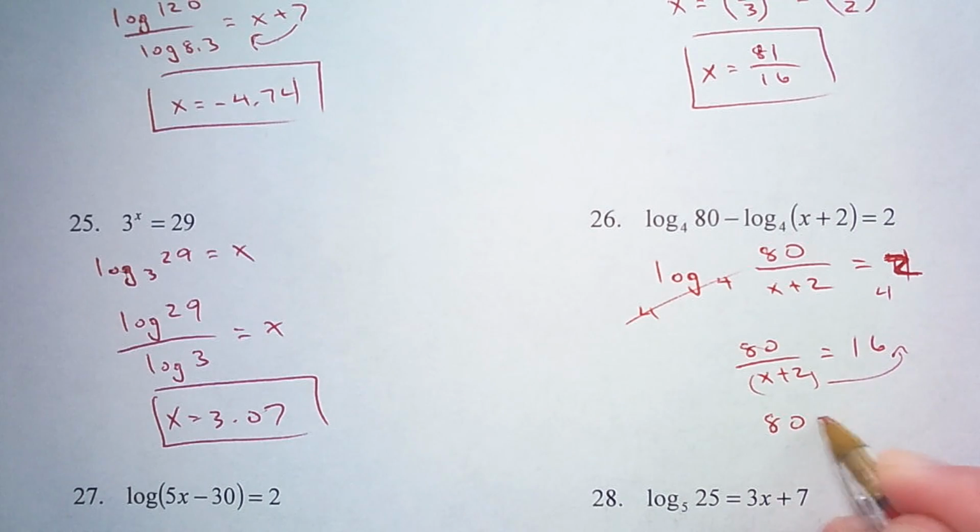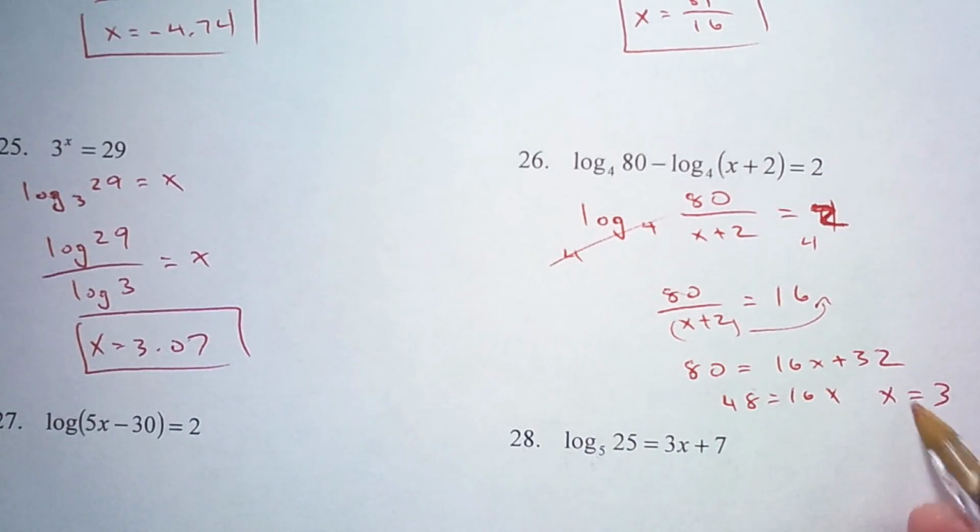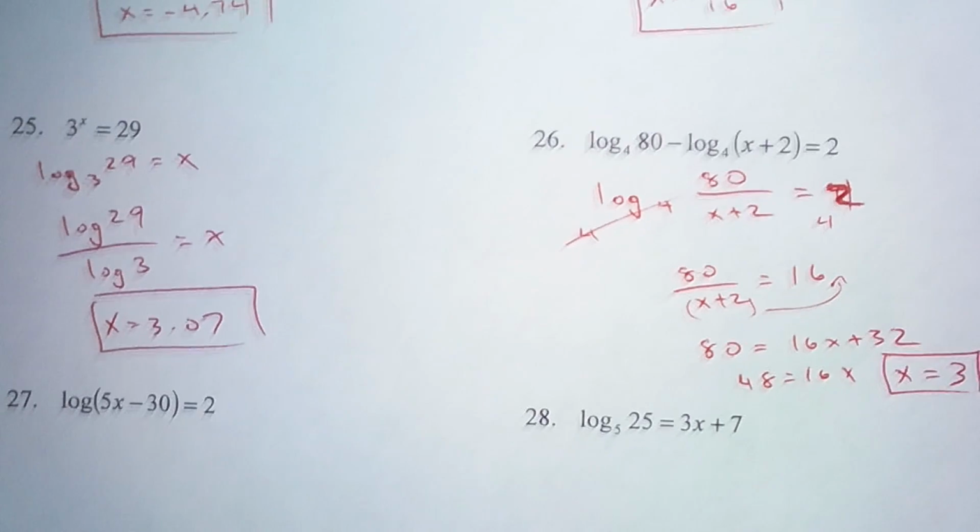I'll multiply this over here, so I get 80 equals 16x plus 32, so I distribute it. Subtract, and you get 80 minus 32 is 48 equals 16x. And 48 divided by 16 is 3.